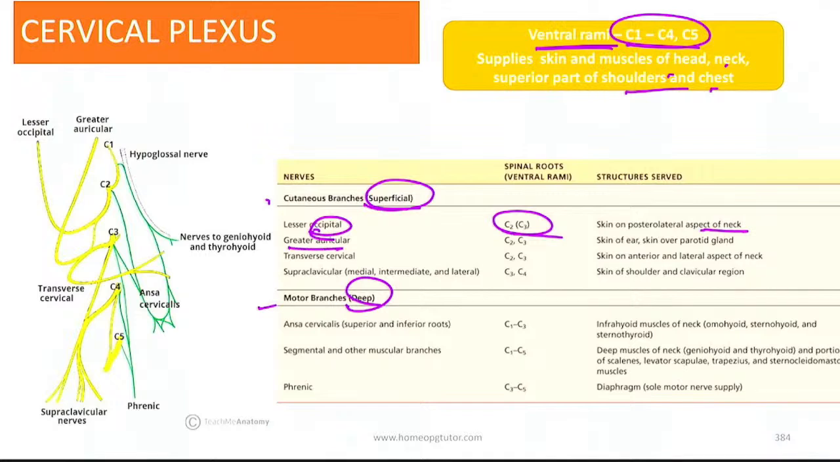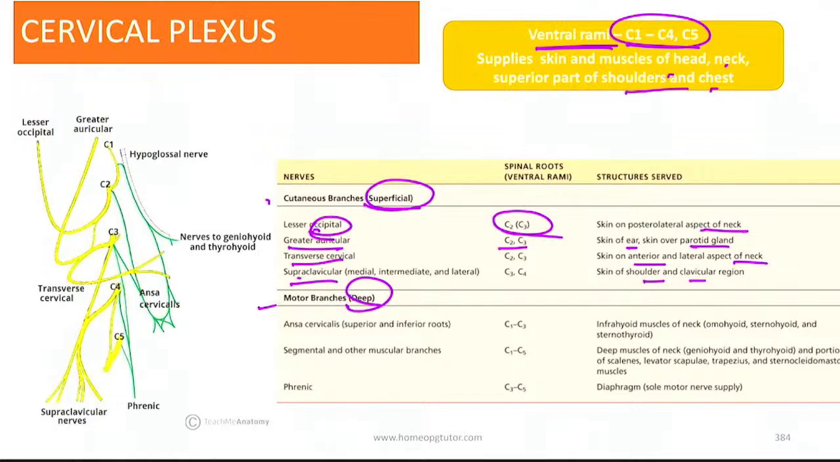Greater auricular, again C2 and C3. That supplies the skin over what? Skin over the ear and parotid gland. We have a transverse cervical. It supplies what? It supplies the neck, which portion? Anterior portion and lateral portion. Then finally we have a supraclavicular nerve that supplies the shoulder and clavicular region.